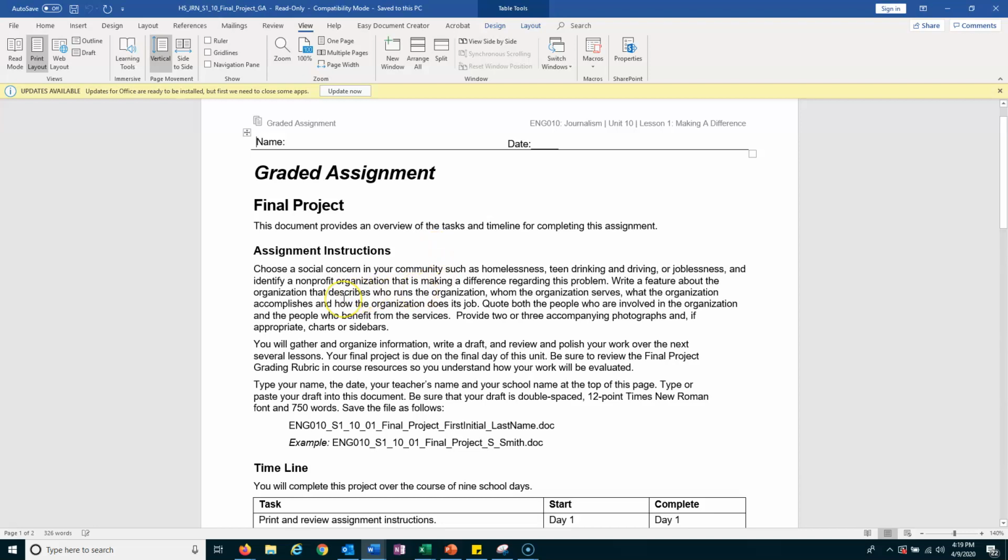You're going to write a feature about that organization and describe who runs that organization, who the organization serves, what the organization accomplishes, and how the organization does its job. You are going to quote both people who are involved in the organization and the people who benefit from the services. Provide 2 or 3 accompanying photographs and, if appropriate, charts and sidebars.